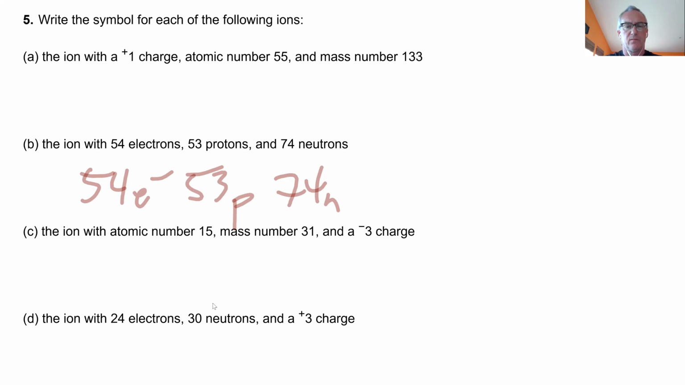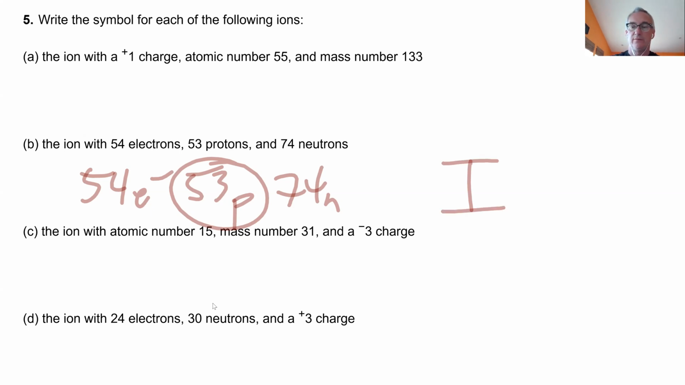How do we figure out which element that is? There are 53 protons. It's the 53rd element. Yeah, so it is an atomic number of 53. So which element is that? Iodine. Okay, iodine, yeah.